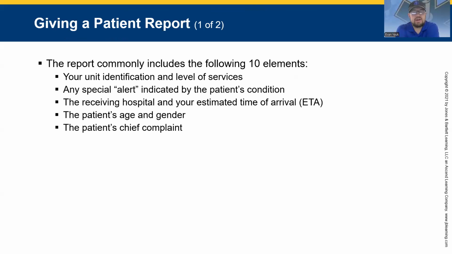Giving a patient report. We've kind of talked about this a little bit. So the report commonly includes the following 10 elements: your unit identification and level of service. So this is unit 41, advanced EMT. Any special alert indicated by the patient's condition. Like if we have a stroke, I'm calling in code stroke. If I have a cardiac arrest, I'm calling CPR in progress. The receiving hospital and your estimated time of arrival. So my ETA is 15 minutes out. The patient's age and gender. I have a 68-year-old male who has a chief complaint of trouble breathing.